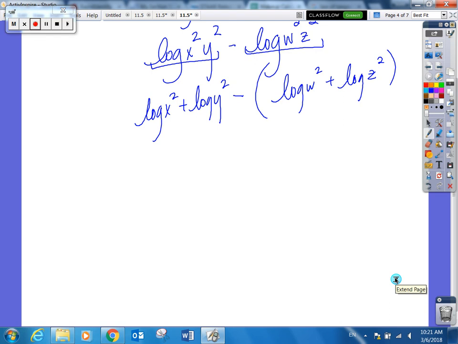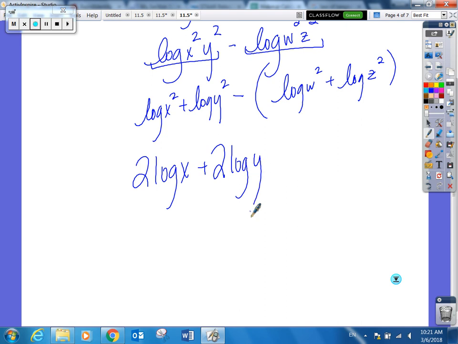So log x squared. This still isn't completely expanded. 2 log x plus 2 log y. I'm going to distribute and bring the squared down at the same time using just distributing and that law number 4. So minus 2 log w minus 2 log z. There's no parentheses. Each of the arguments are all by themselves.